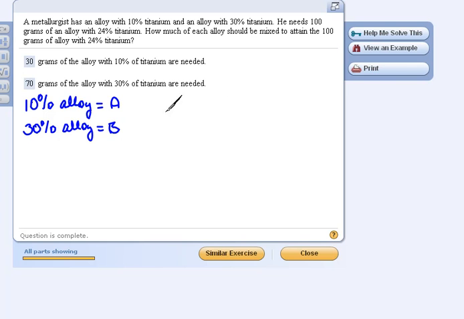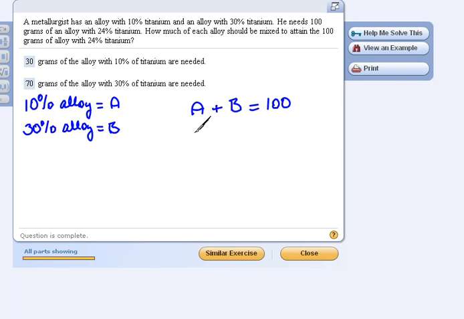However much of this particular item that he mixes with however much of this particular item, we don't know those amounts, but we do know that they need 100 grams total. So the A plus the B, this would be the 10% alloy, however much we have of it, plus the 30% alloy, however much we have of that, has to be 100 grams. There's our first equation.